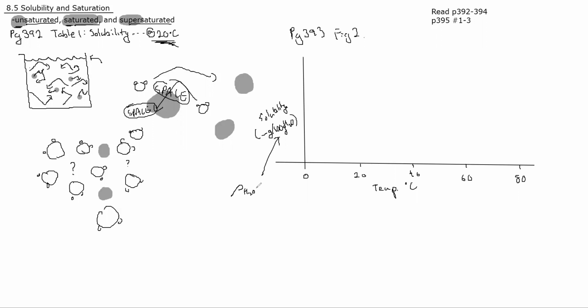Now, 100 grams of water, please note that the density of H2O is 1 gram per 1 milliliter. In other words, when I say 100 grams of water, it basically means inside 100 milliliters of water, how many grams of a solute is going to dissolve. This particular curve is talking about sucrose, okay? Which is basically table sugar, refined sugar.